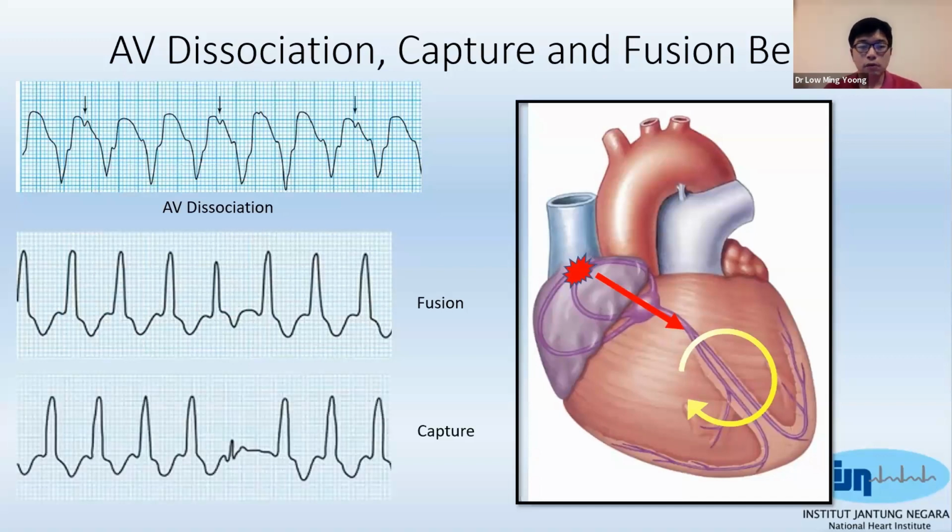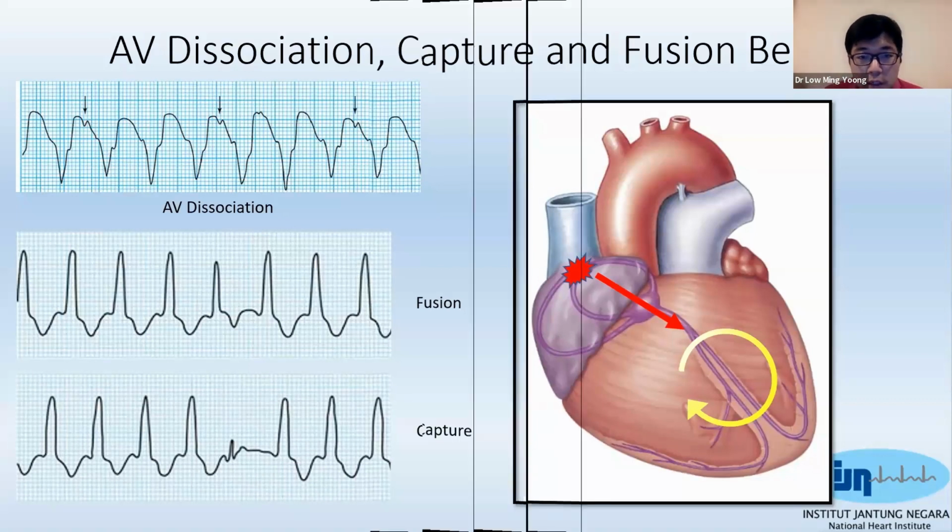Okay, there is no way that you can tell whether the tachycardia has a fusion beat or not, unless you have sinus rhythm. If you don't have sinus rhythm, there's no way to know whether the tachycardia has a captured beat or not, because you have to compare. Fusion is very easy, because as long as the QRS is a bit different, you call it fusion. But whether capture or not, because capture beat means a sinus rhythm went through, if you want to know whether sinus rhythm went through, you must know how the sinus rhythm looks like. So you need to have a baseline ECG. That is for AV dissociation, capture and fusion.